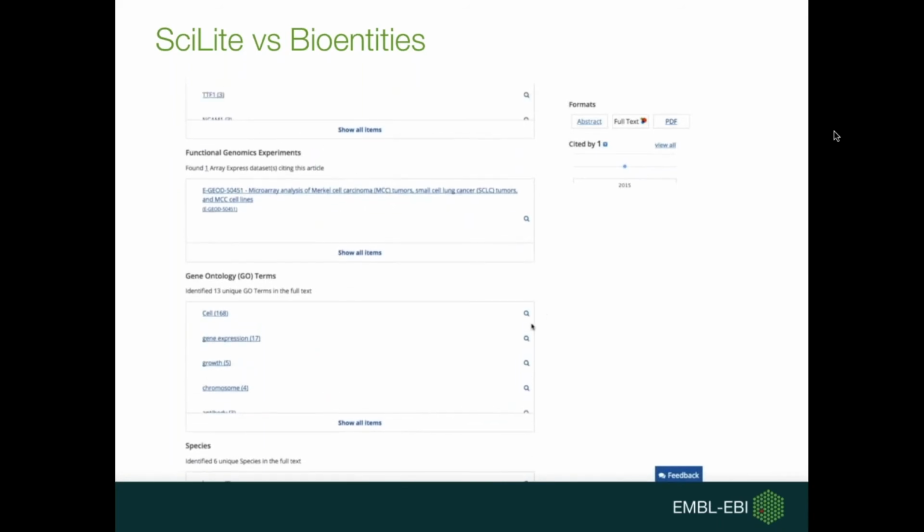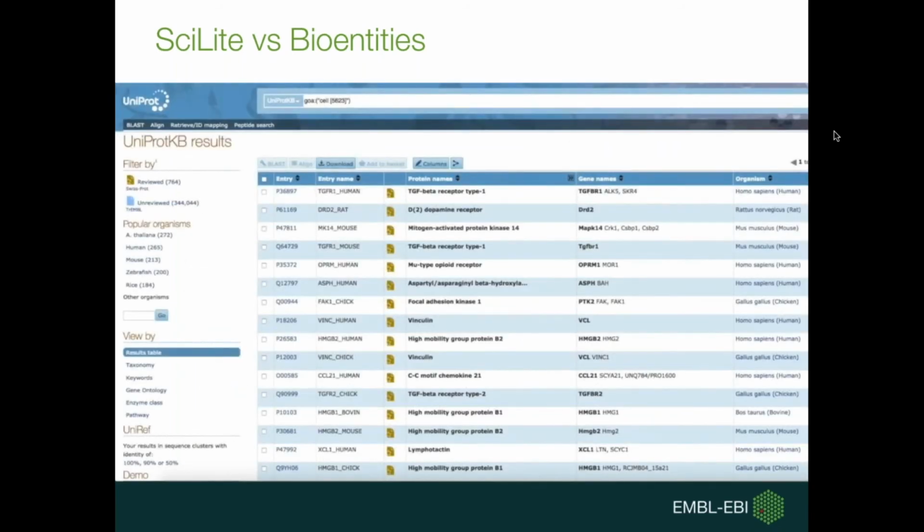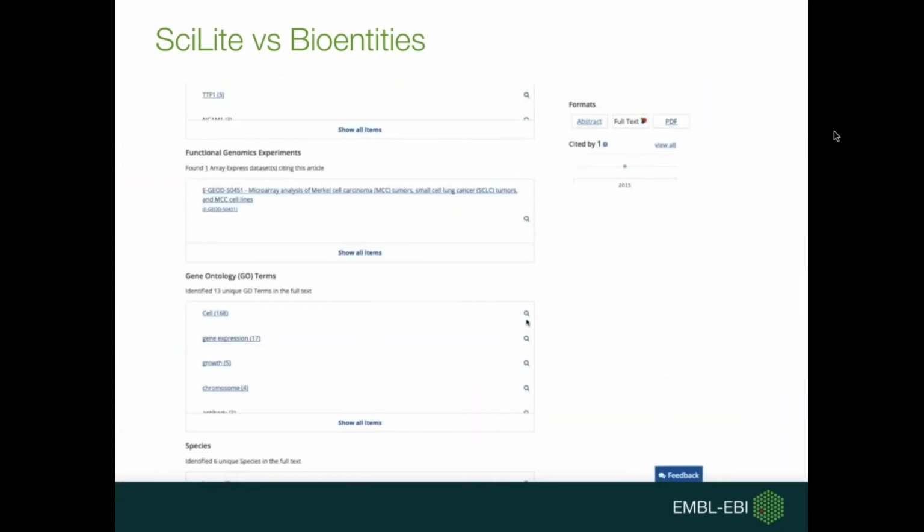Clicking on the name of a bioentity will take you to the corresponding database. Note that the Bioentities tab and Scilite link to different resources. This is because the focus of the Bioentities tab is on individual text-mined terms rather than the primary database record. Clicking on the search icon next to the term initiates a search on Europe PMC for that term.